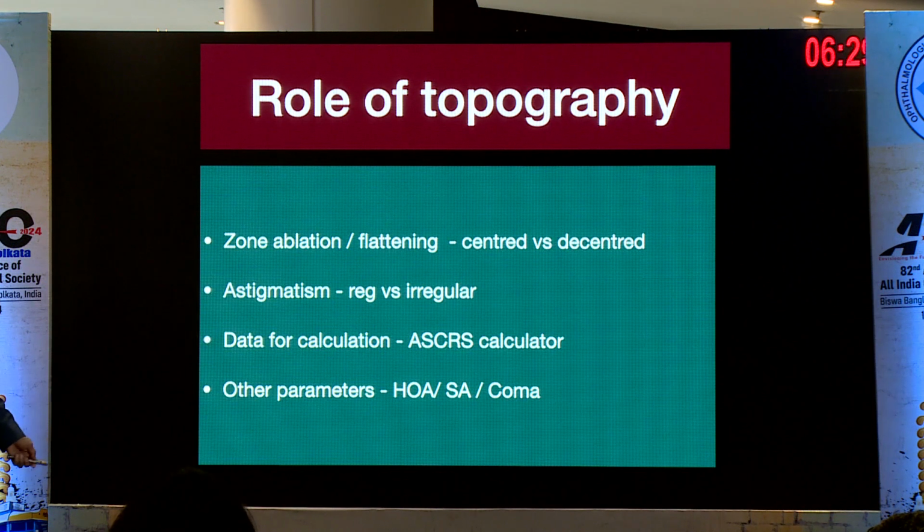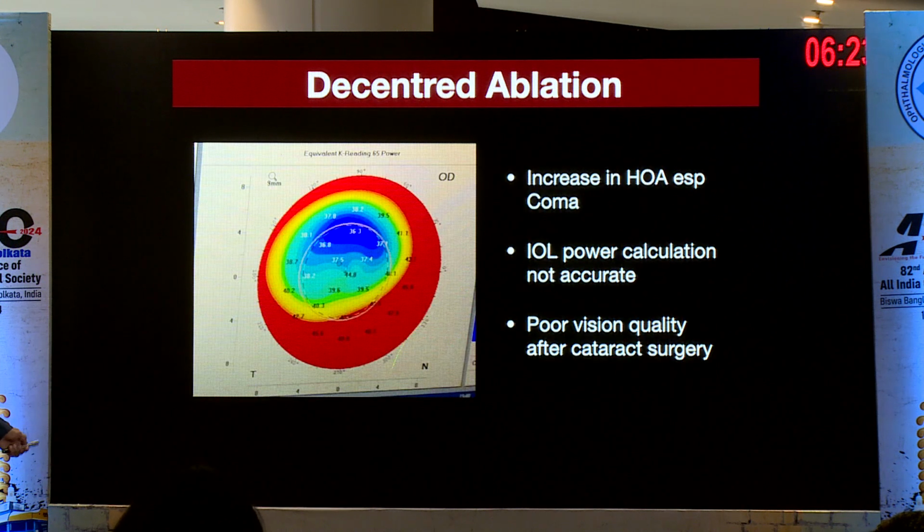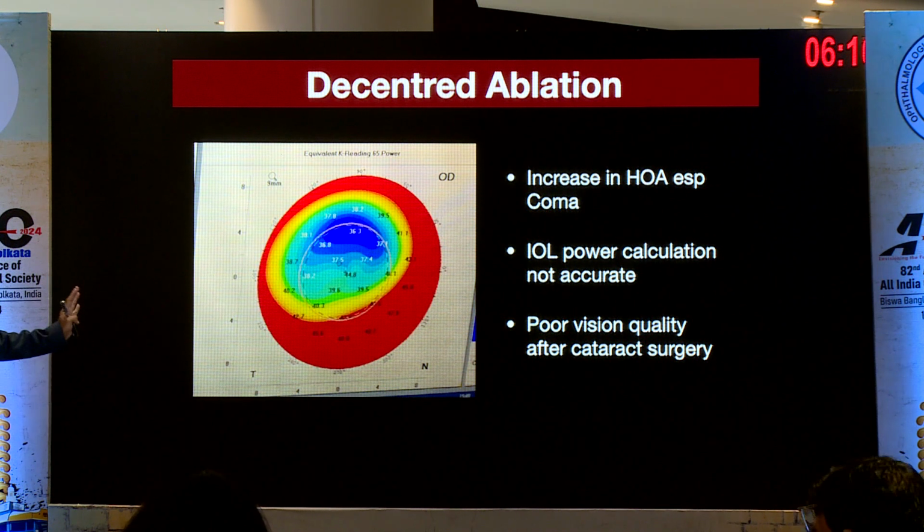So what is the role of topography? Topography is very important in these patients because of these things. We'll come to them one by one. Basically, it will tell you what is the ablation in that particular patient. We all know that if there's a decentered ablation, there is a chance that the patient will have an increase in higher order aberration, especially coma, which would mean that the patient will have poor visual acuity post cataract surgery.